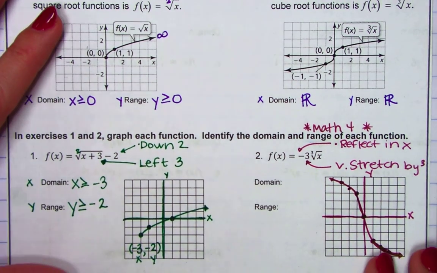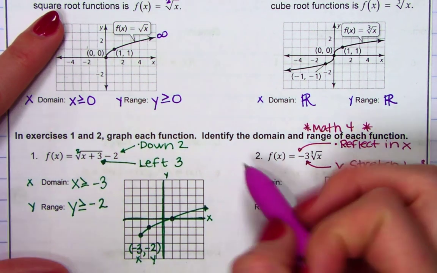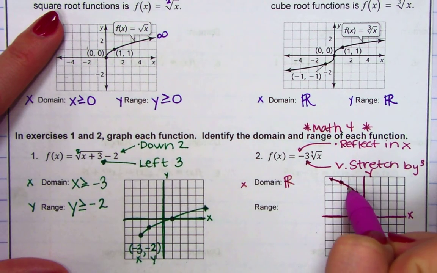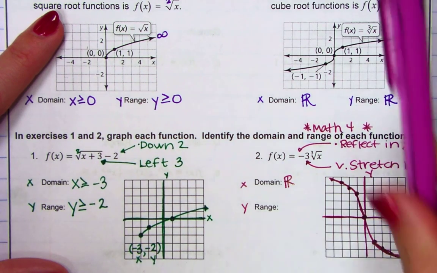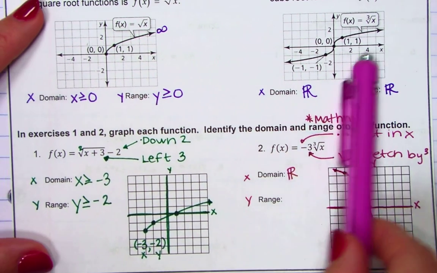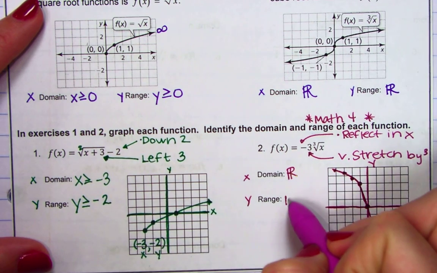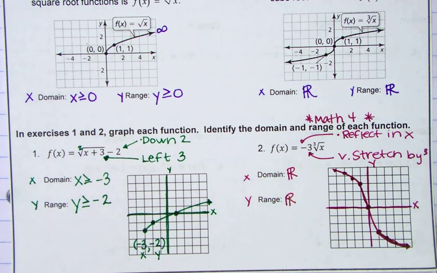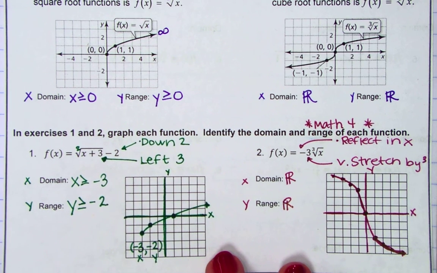Okay, so what's the domain of a cube root function? Anytime, right? It's going both left and right forever. It's all real numbers, okay? It's going left and right forever because it's all real numbers. Same with range, okay? It's going down and up forever, even though it flipped. It looks different than this one because it reflected in the x-axis, but it's still going to keep the same domain and range. No matter what, cube root functions will have the same domain and range, and it should look like that.